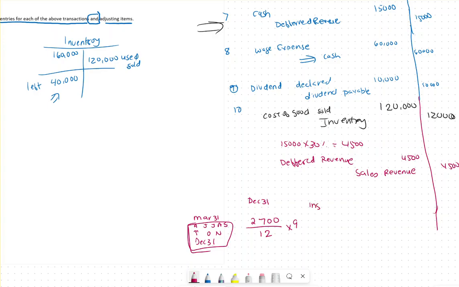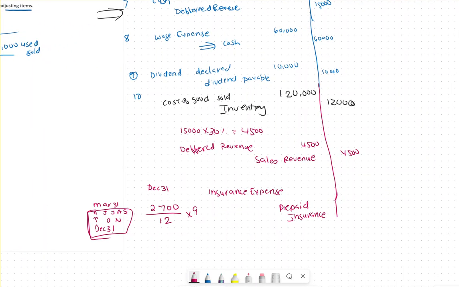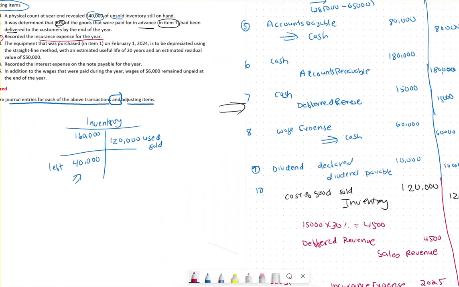Debit will be my insurance expense. Credit will be my prepaid insurance. And the amount here is, it will be 2025. Now let's go further.